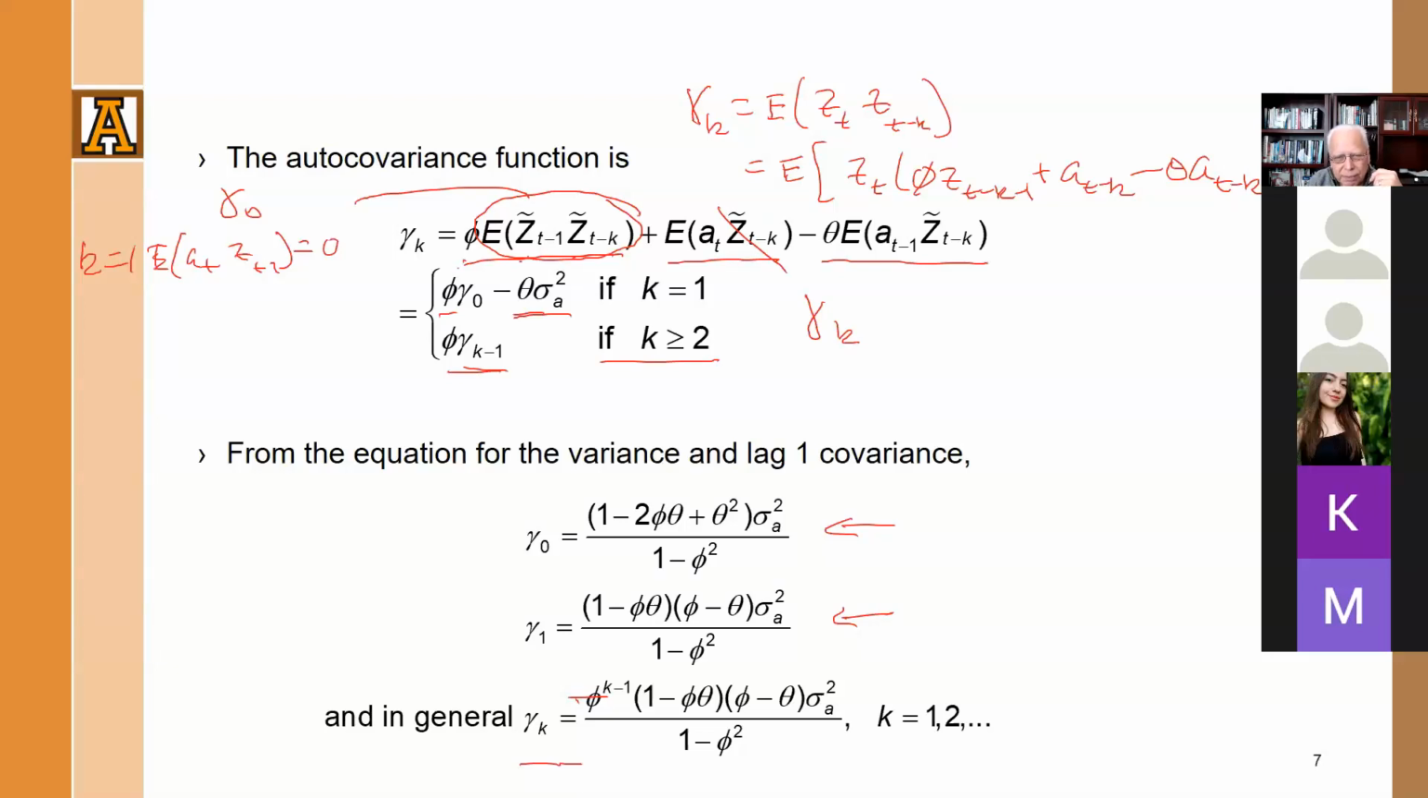Is this for the simple case, or is this just for general? This is for the ARMA 1,1. Yeah, we're still on the simple case of p equal to 1 and q equal to 1.